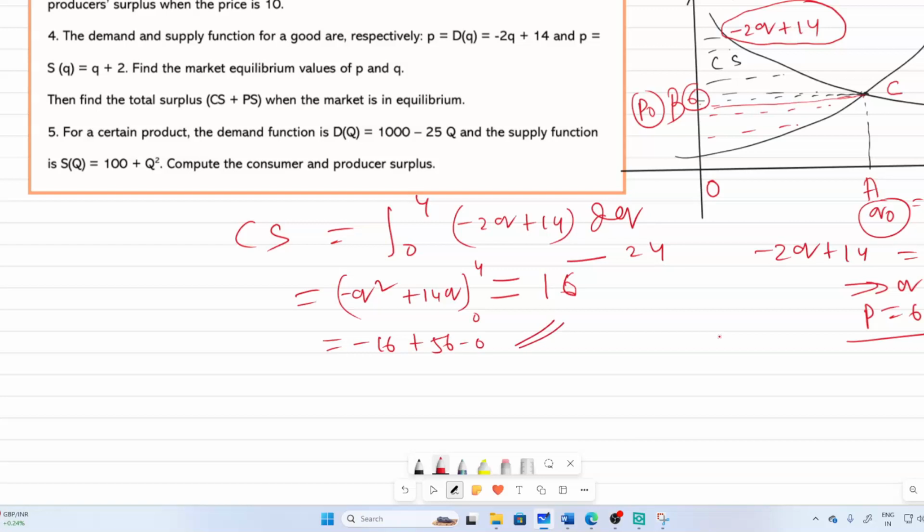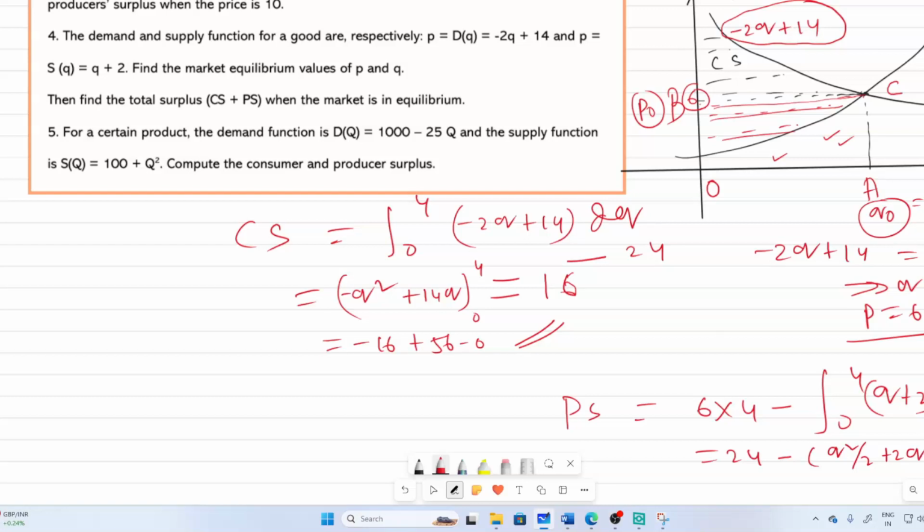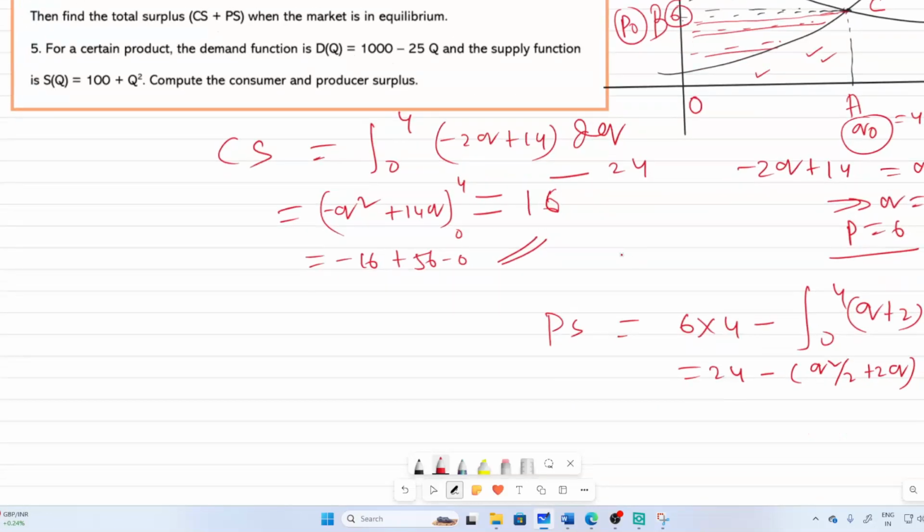It's correct. Producer surplus, how do you get? I mean the area of this portion. Then we need the concept of this supply curve, Q plus 2. And from this area you subtract this one. This portion area you have to subtract. So you write P0 Q0, and from there you subtract the integral from 0 to 4 of Q plus 2 dQ. So this is 24 minus that, and the answer is going to be equal to 8. Alright.